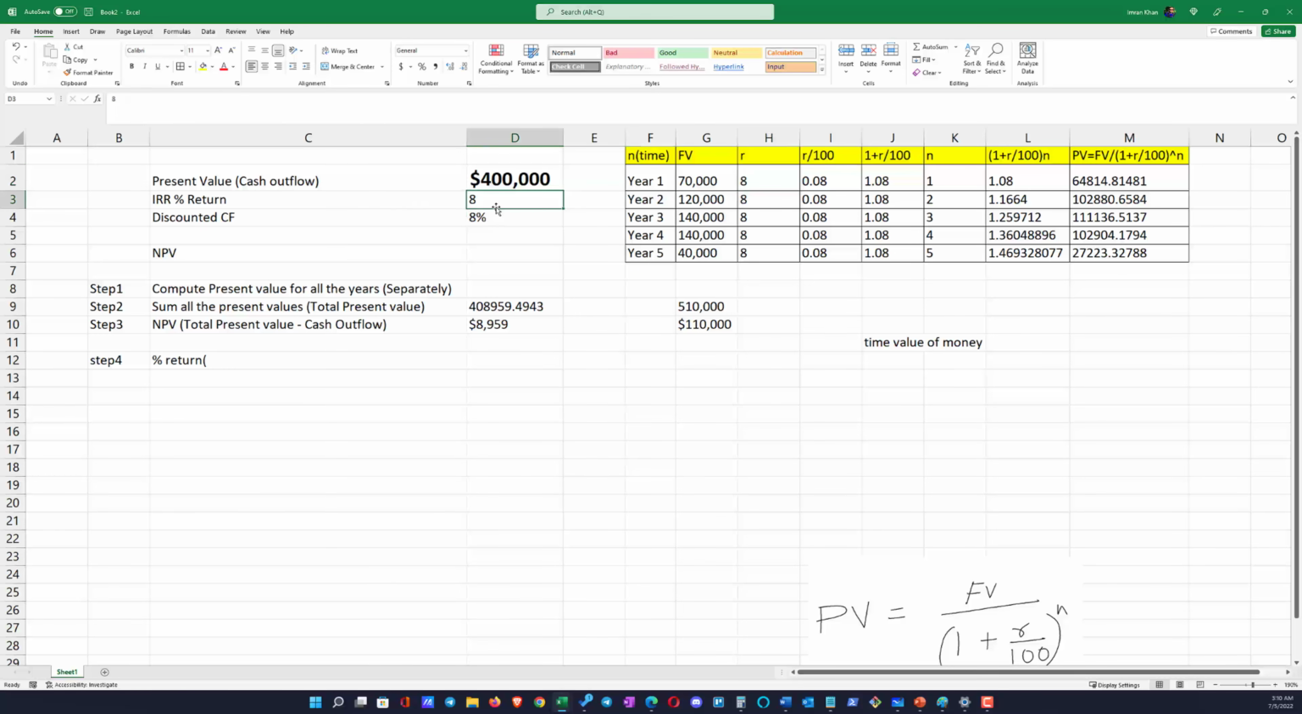Now we are starting with 8% because it is the discount rate. But our internal rate of return should be greater than 8%, right? Otherwise, what's the point in investing in the project? If you're getting the same return, it's no point. You could have put that money in the bank itself, or in some other project where you're getting 8%. Now, let's say I use 9 and hit enter.